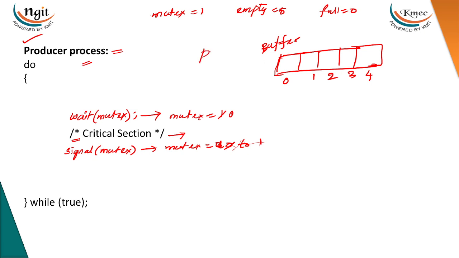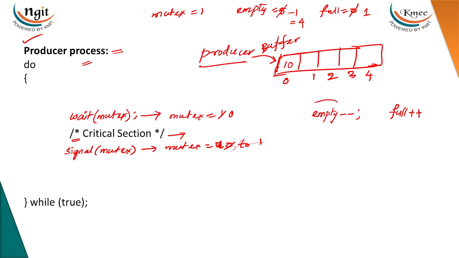So what will happen in the producer? The producer process tries to produce an item into the buffer. Assume it has produced the value 10. Then the number of empty locations will be reduced by 1, that means you need to implement empty minus minus. Then the full value will be incremented to 1, because one location is filled, so you need to implement full plus plus.